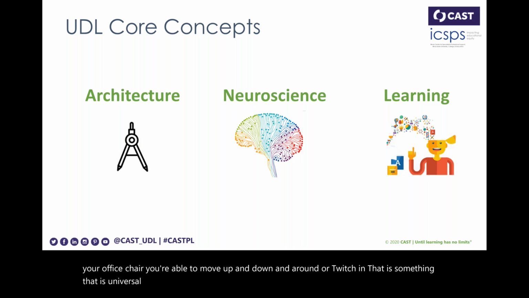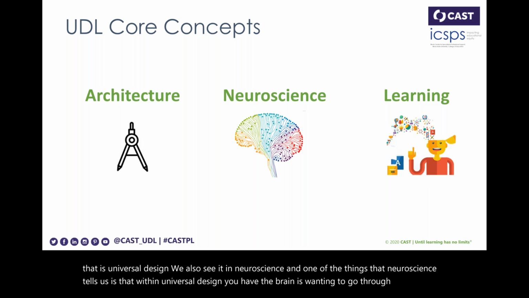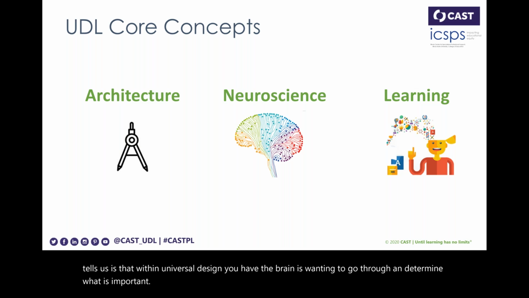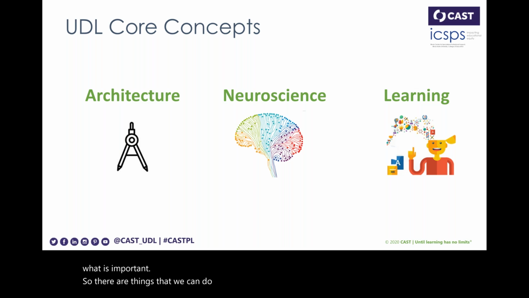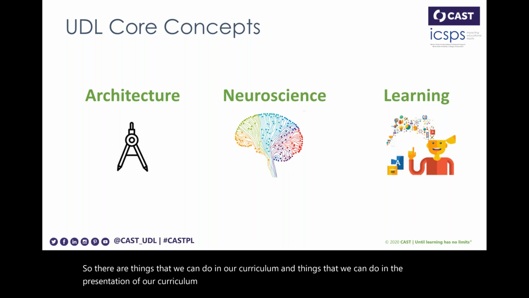We also see it in neuroscience. One of the things that neuroscience tells us is that the brain is wanting to go through and determine what is important. So there are things that we can do in our curriculum and in the presentation of our curriculum that help the brains of our students know what's important. And neuroscience really lends itself to learning, and it does enhance and support learning.